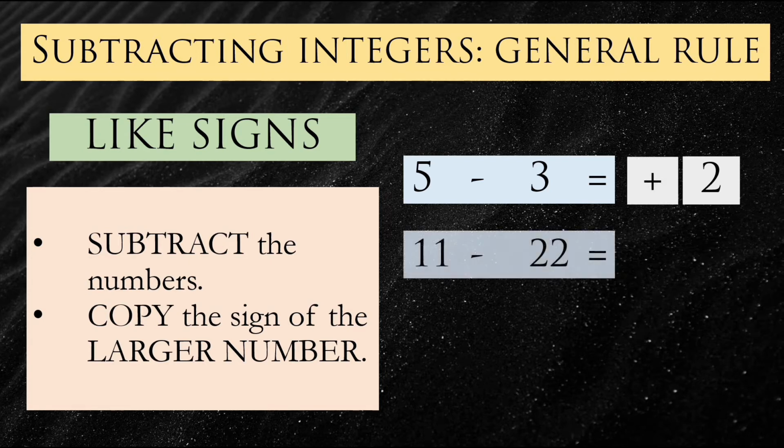We've got 11 minus 22. So subtract the numbers. 22 minus 11 is 11. So how do we know the sign? Imagine that 11 has got a positive sign before it and then the same as 22. So take note of this. There's a negative sign and a positive sign. So remember, negative combined with positive is negative.